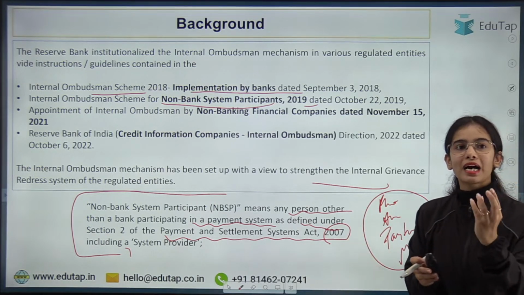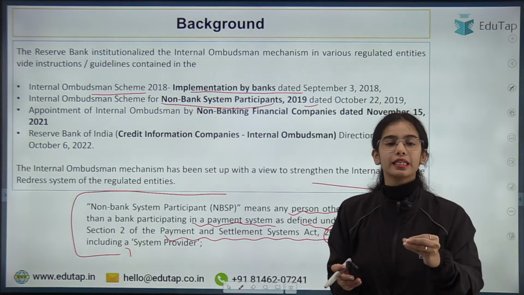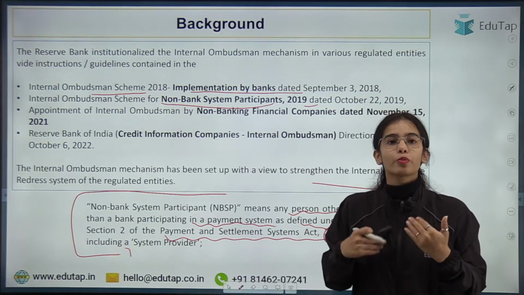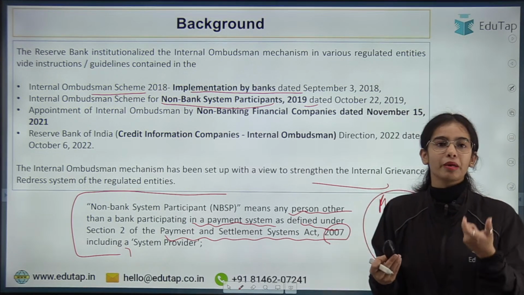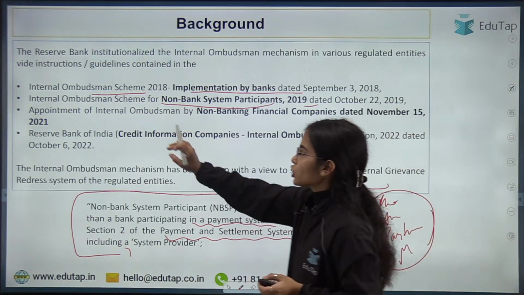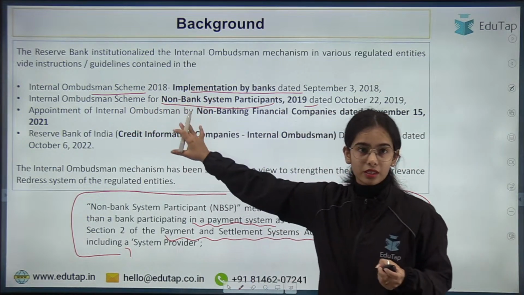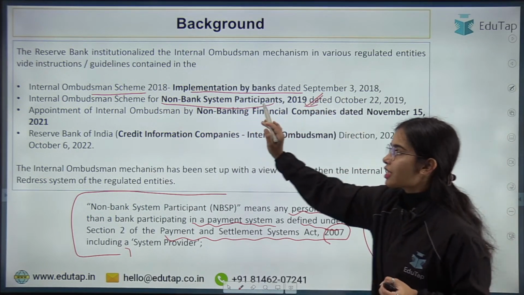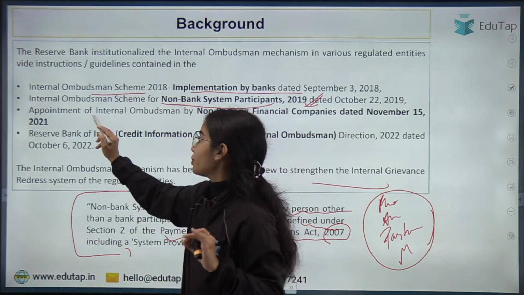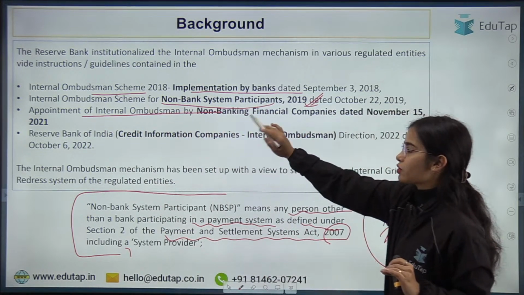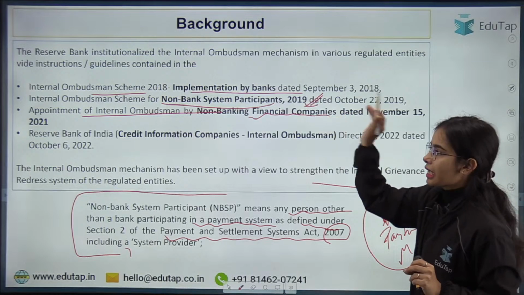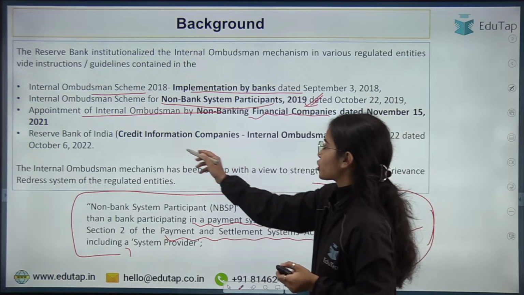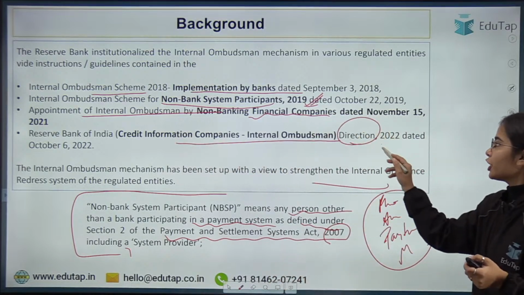Okay. So non-bank system participants are any entity other than a bank who are system providers, providing for transactions for payment settlement. So this is the idea. The Internal Ombudsman Scheme was also applicable for non-bank system participants, released in 2019. Then the scheme for the appointment of internal ombudsman was released for the non-bank financial companies in 2021. Then at last the RBI released the RBI Credit Information Companies Internal Ombudsman Directions in 2022.